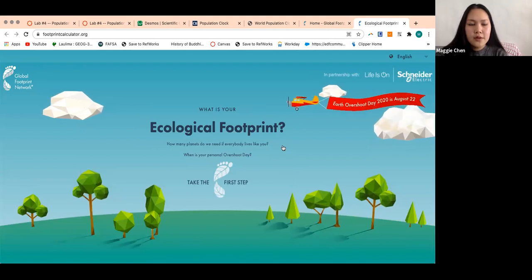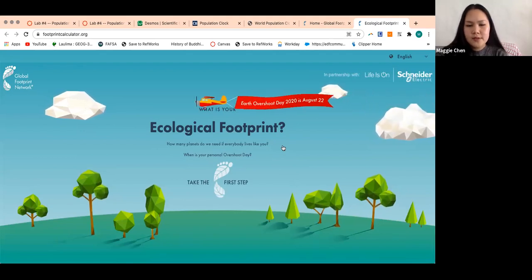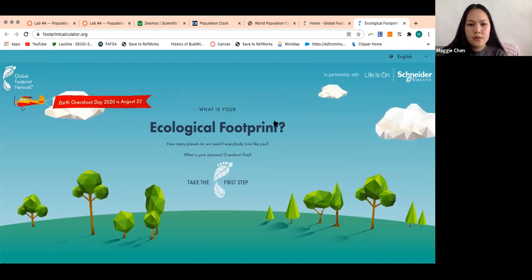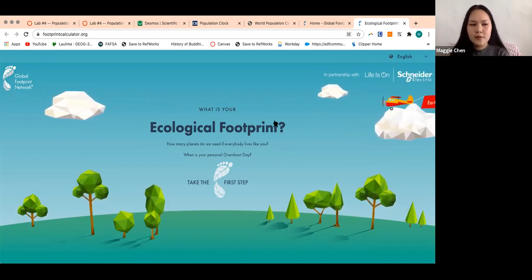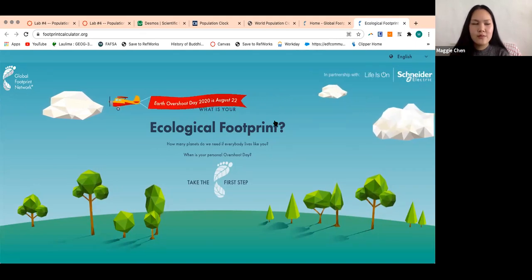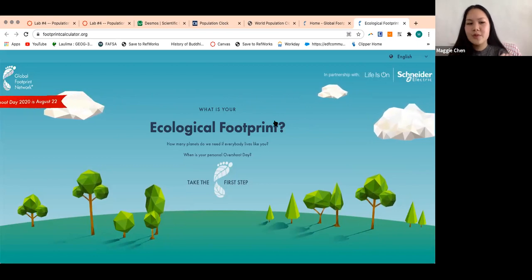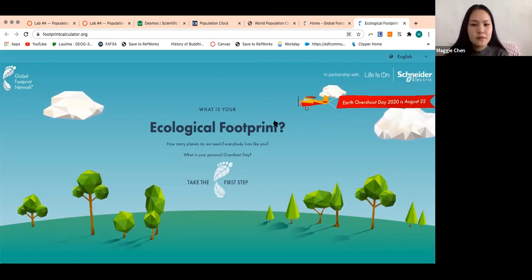So this quiz is going to measure different resources that you take up, and our Earth Overshoot Day 2020 is August 22. What that means is, looking at everyone that lives on Earth, using the amount of resources that we use, it's the day that we've used more than one Earth's resources. And now we're looking at how many Earths it would take to sustain yourself.